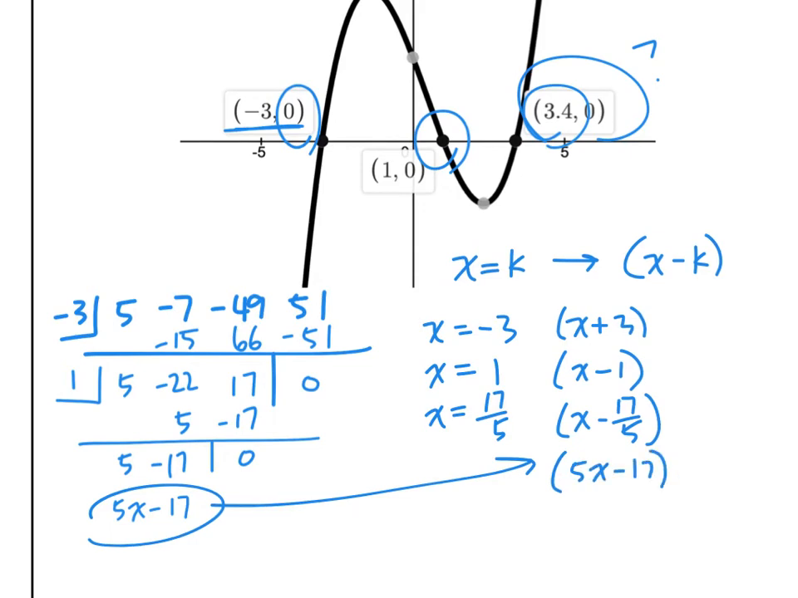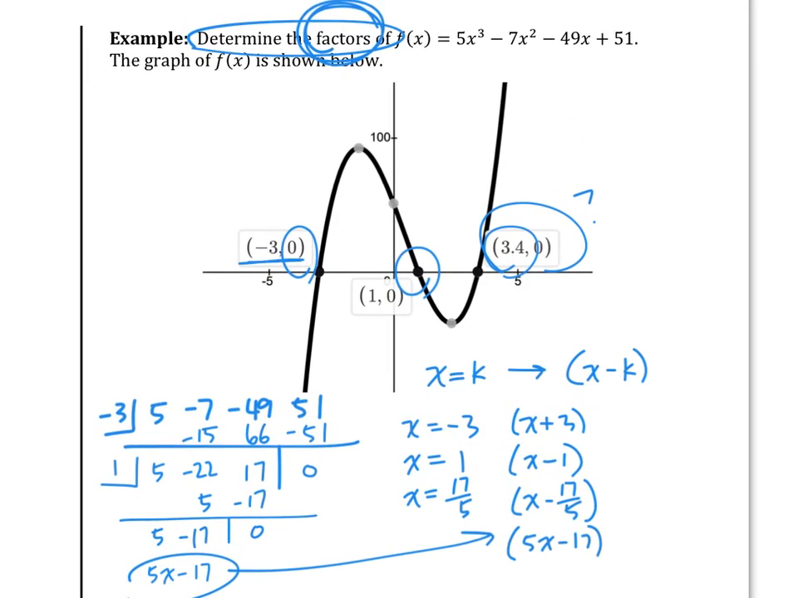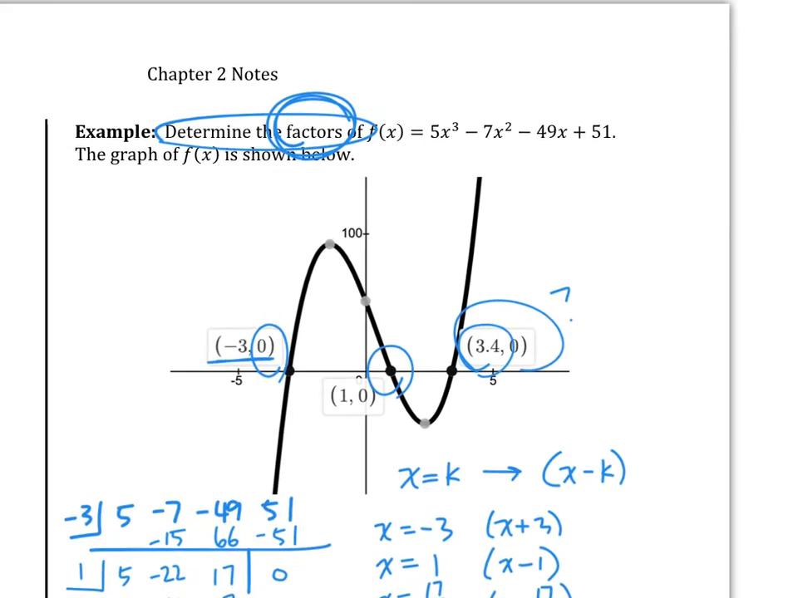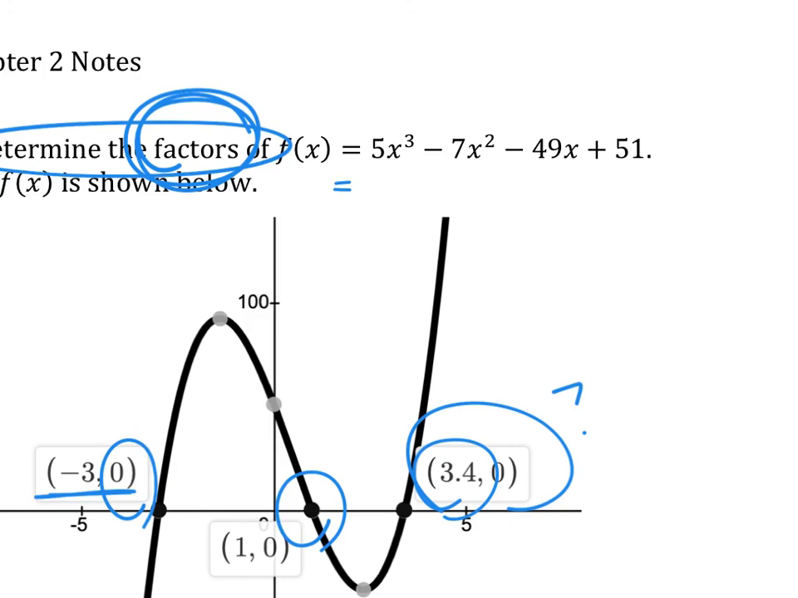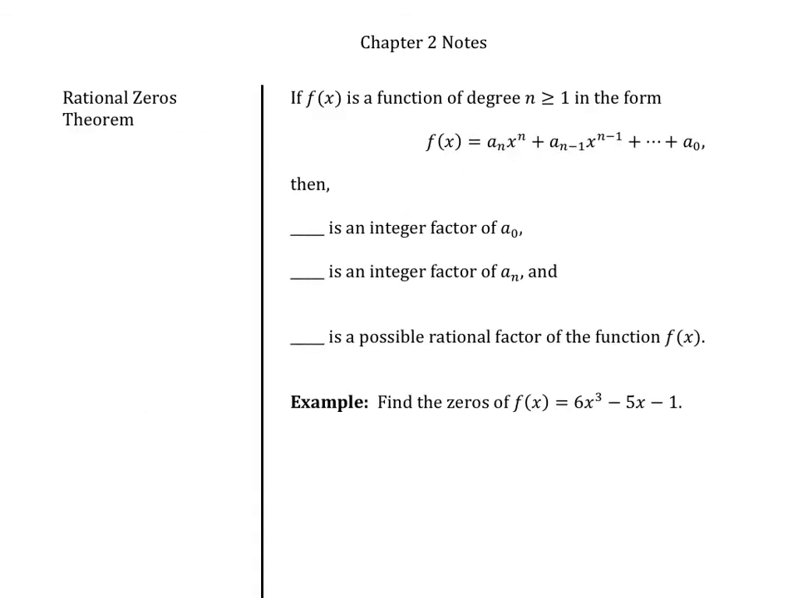Why is it important? Because you're hitting the x-axis at the same place, but you have a different coefficient. And so that means it's going to create a different polynomial. So if we were to actually write this out, we would say this is in the factored form (x + 3)(x - 1)(5x - 17), because if we were to multiply this whole thing out, we would get this polynomial back.